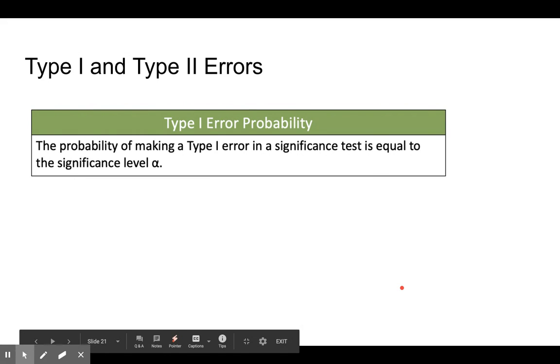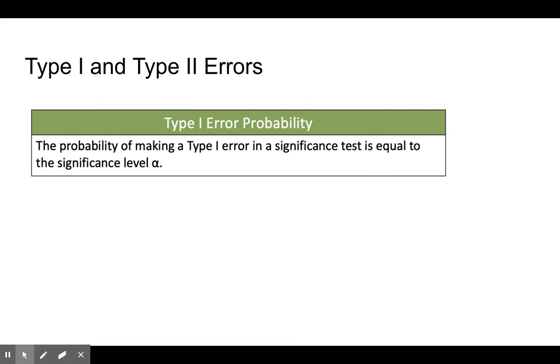So the probability of a type 1 error is equal to the alpha level. So it's really easy to calculate. The probability of a type 2 error is more complicated, and we'll learn a little bit about that in 9.2. But what you need to know for this section is that the probability of a type 1 error is equal to alpha.